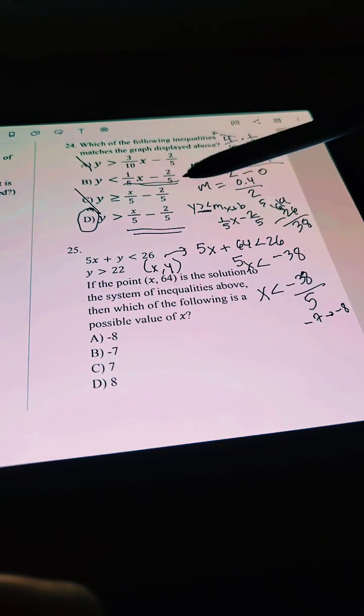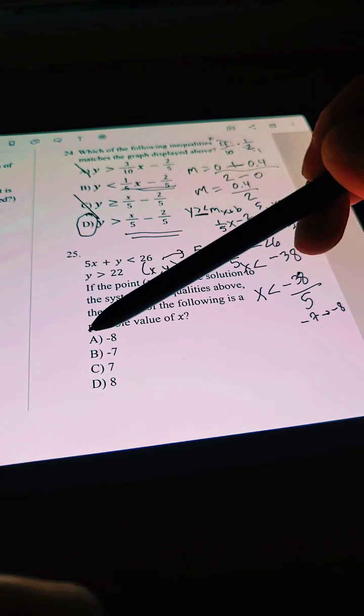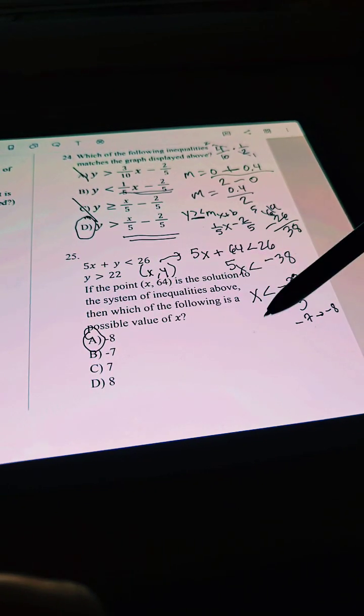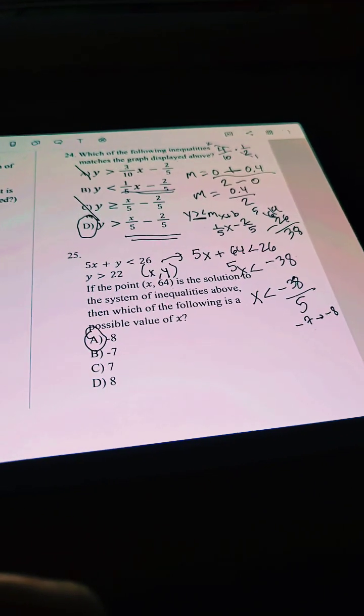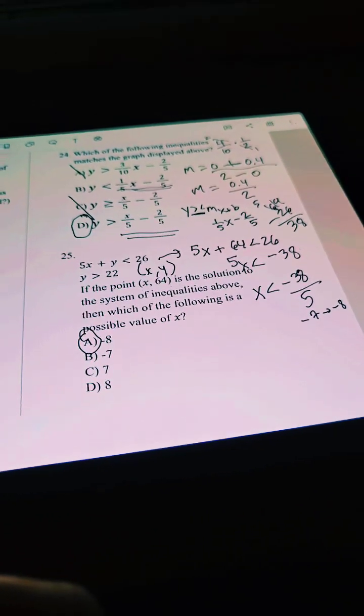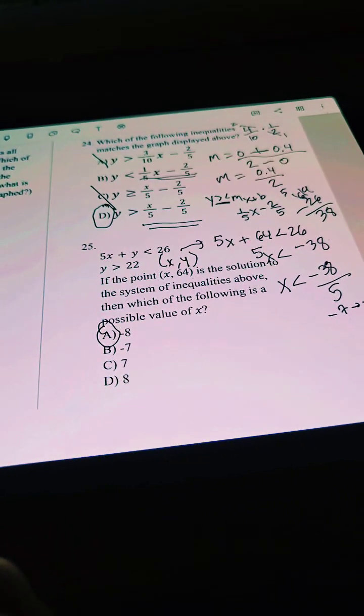So let's see what fits that criteria. Well, that would just be A, negative 8, because negative 8 is a value that's less than something that would be somewhere between negative 7 and negative 8. You could do the exact calculation if you wanted to as well, but this is kind of just how I do it.